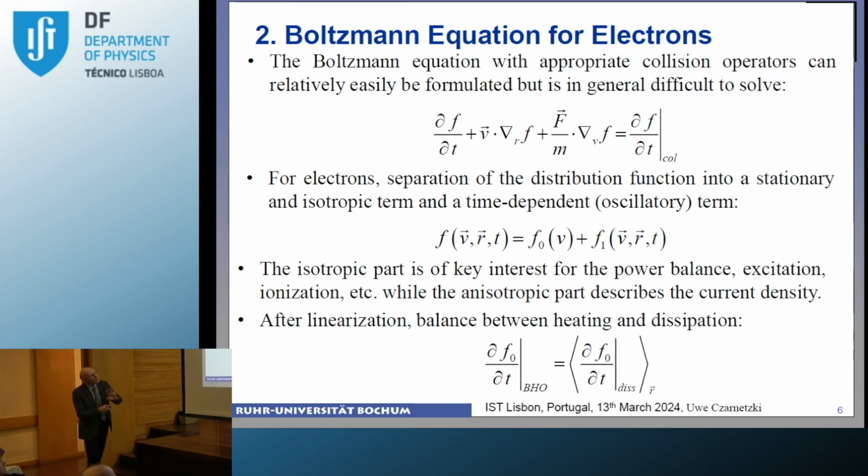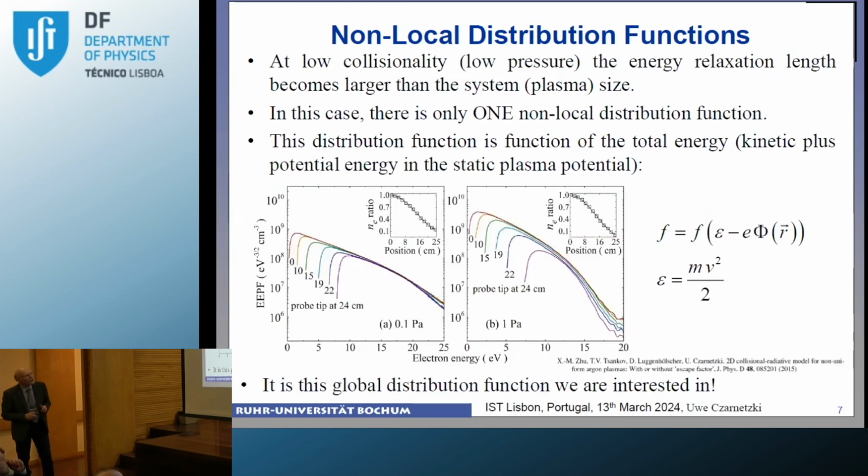And after we do a bit of linearization with this ansatz, we finally get a nice balance between some heating operator and some dissipation operator. As you can easily imagine, the energy which goes in has to be dissipated in order to have a stationary situation. So I put already here an average over the spatial coordinate, and that relates to the situation I want to describe in today's talk. Because if we go to sufficiently low pressure, that means sufficiently low collisionality, the energy relaxation length becomes larger than the system size. In this case, there's only one non-local distribution function, which is a wonderful thing.